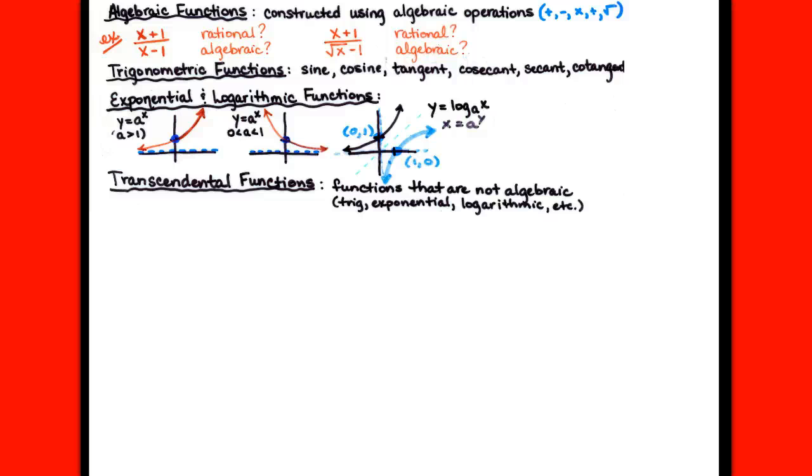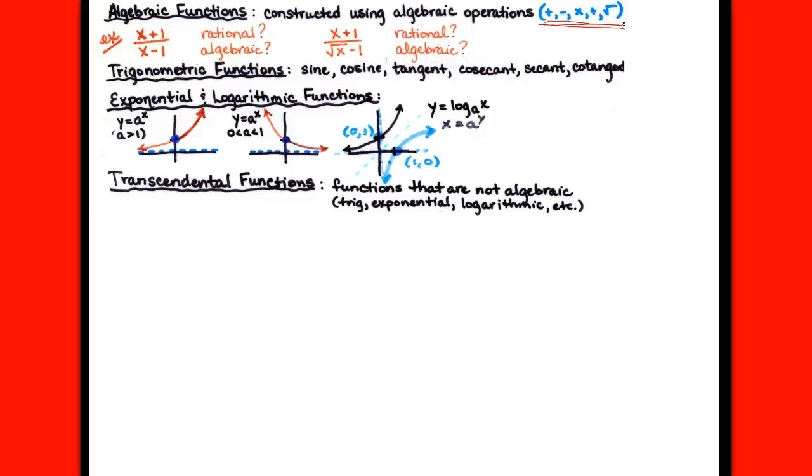Then on the bottom of 32, they give us algebraic functions. An algebraic function is just anything that can be constructed by adding, subtracting, multiplying, dividing, and taking roots. So a function is called an algebraic function if it can be constructed using algebraic operations like addition, subtraction, multiplication, division, and taking roots. So that means that any rational function is automatically going to be an algebraic function, right?